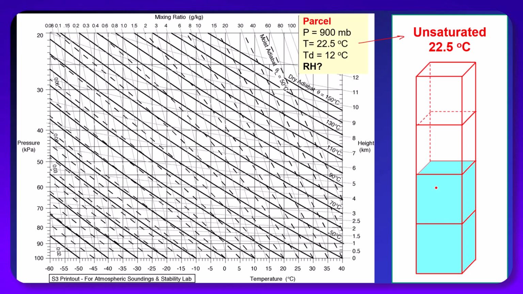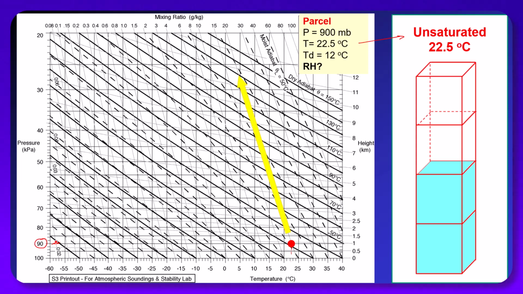Now, the first step is to plot the air parcel. So we have a temperature of 22.5 degrees, so we're looking at this air parcel right here, and an atmospheric pressure of 900 millibars. So this is the line we're going to use.